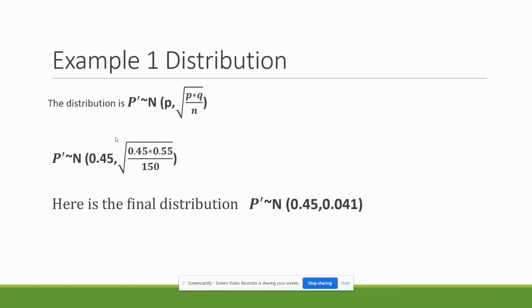Okay, and here's the distribution. So 0.45 is my P, times 0.55, because that's Q. Remember, Q is 1 minus P after you make P a decimal, divided by 150, which is my total sample size, and take the square root of that. If I put that in my calculator, I get 0.041. And I would say, rule of thumb, do 3 decimal places for that.